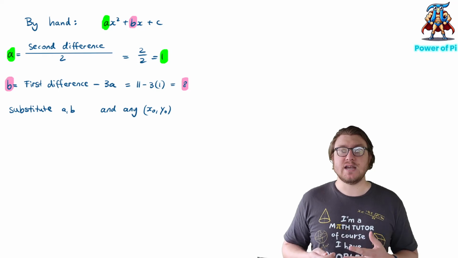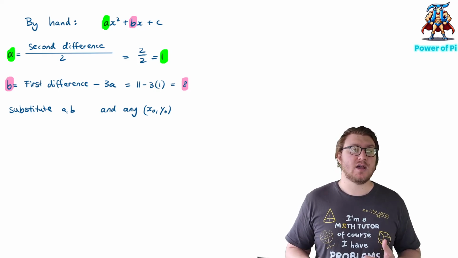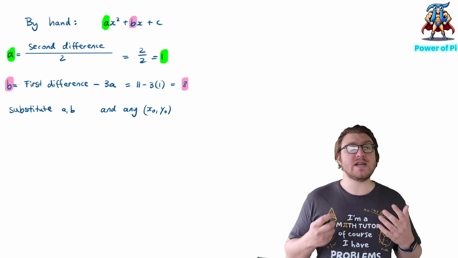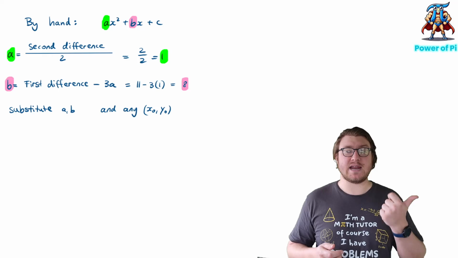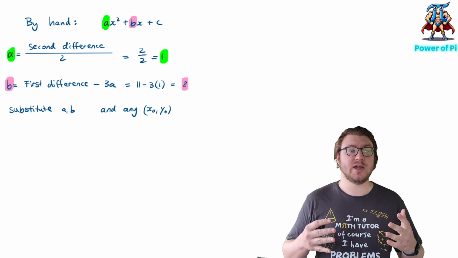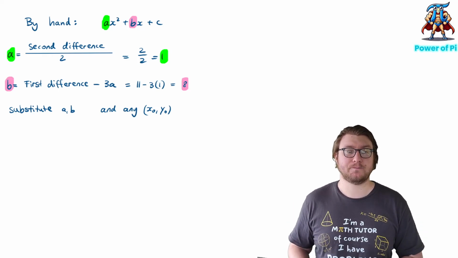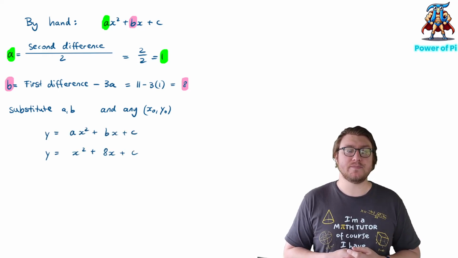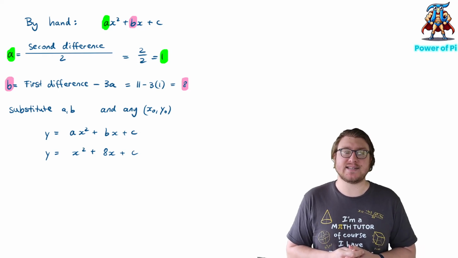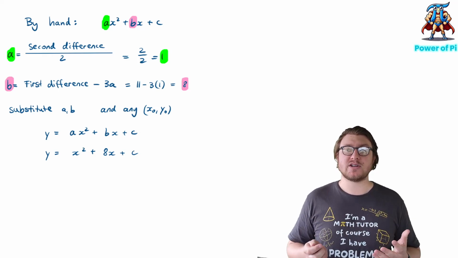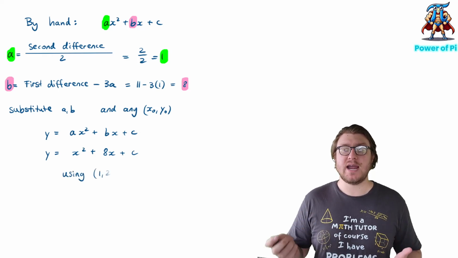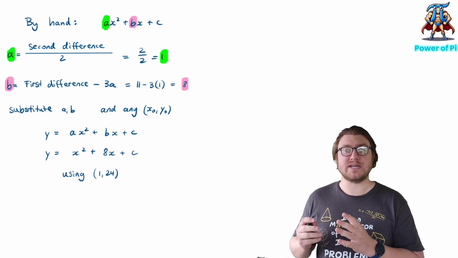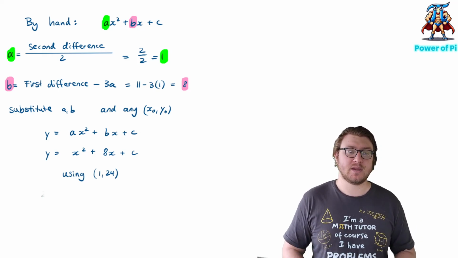Now for c, there's not a way that you can calculate this with a different formula, so we need to substitute in our values a and b into our equation and then substitute in a point. So first, if I substitute in a and b, I get x squared plus 8x plus c. Now we're going to substitute in any point, and I'm just going to use the first one, which was 1 for x and 24 for y.